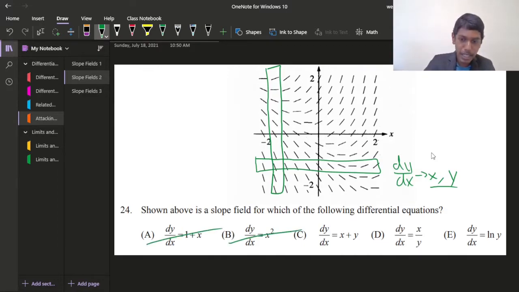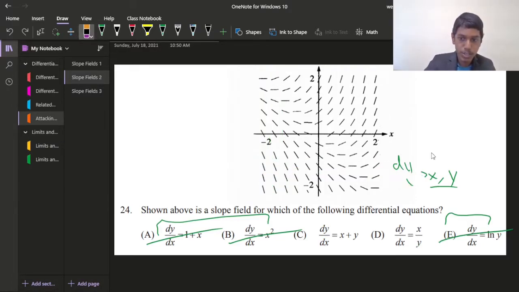So bang, bang, and bang. Wow, we've got 3 answer choices gone just from this one check. All 3 of these choices, these two were only x, and this one was only y. So now we're left with either C or D. So now let's try a quadrant check.